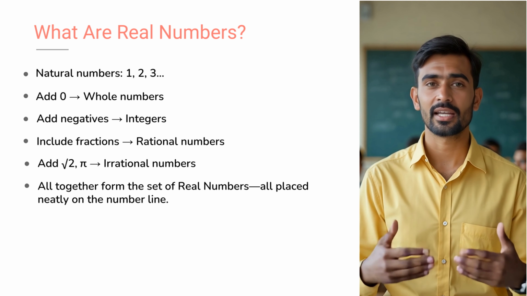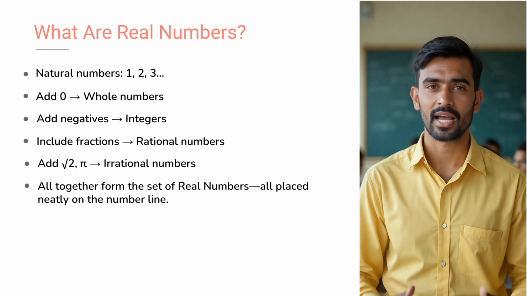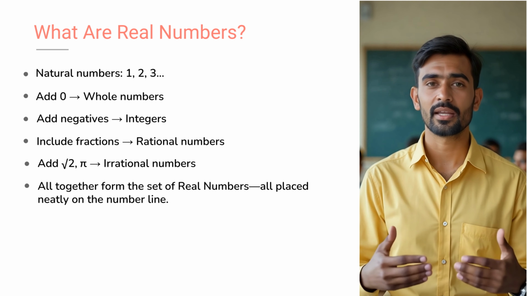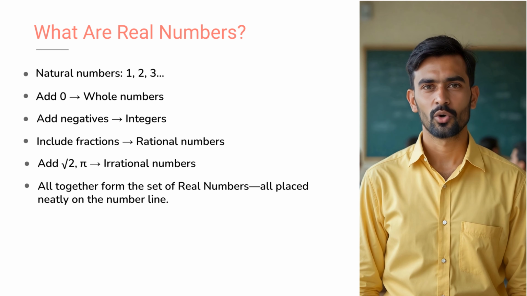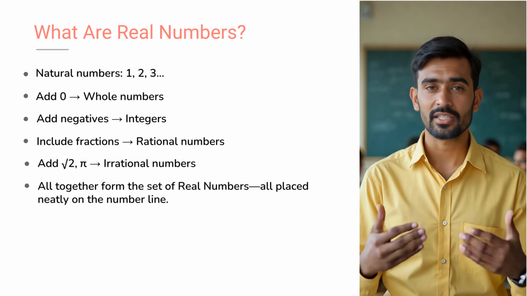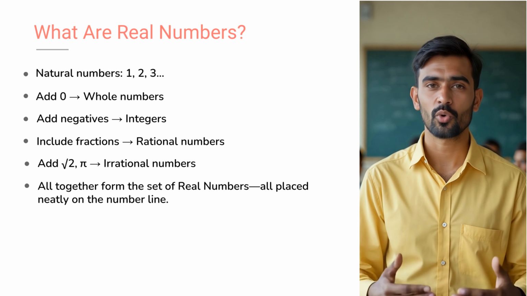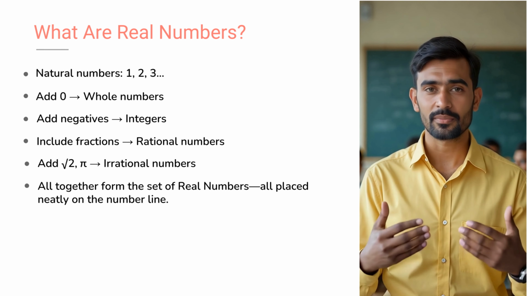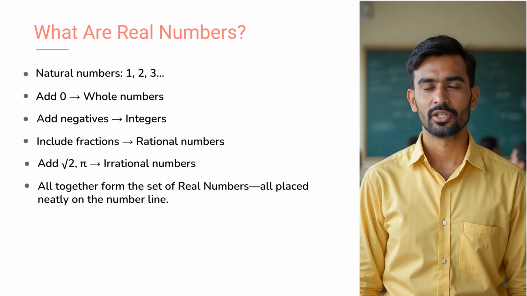Let's zoom out for a second and take a walk on the number line. Start with the basics, natural numbers 1, 2, 3, and so on. The numbers we learn to count with. Now add 0 and you've got the whole numbers. Include the negatives like -3 or -1 and we step into the world of integers. But wait, what about numbers like 1/2 or 3/4? They fit too. These are rational numbers, numbers that can be written as a fraction.